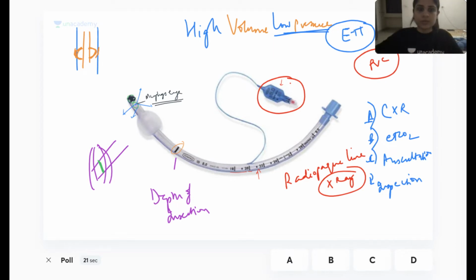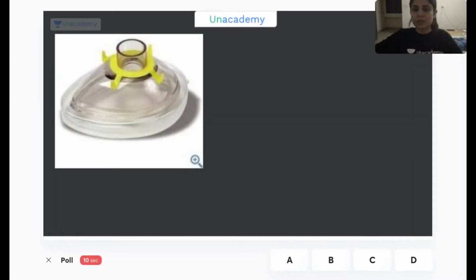All right. So most of you know the answer to this. The best way to confirm an endotracheal tube placement is by ETCO2 or by capnography. All right. So everything about the tube you know now. Let's move on to our next instrument. Can anyone identify this instrument for me and tell me the use of this instrument?